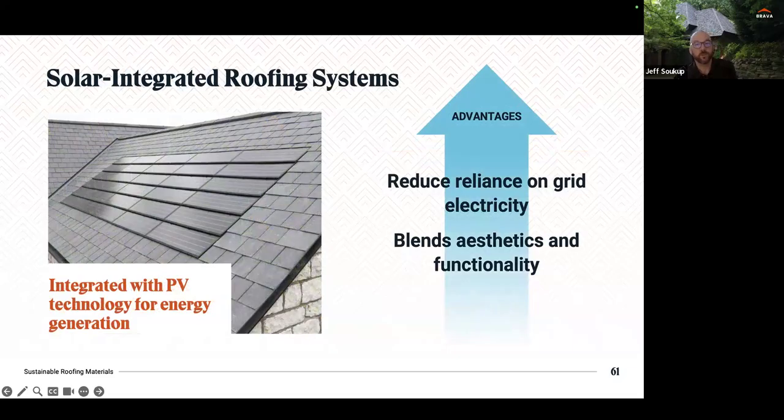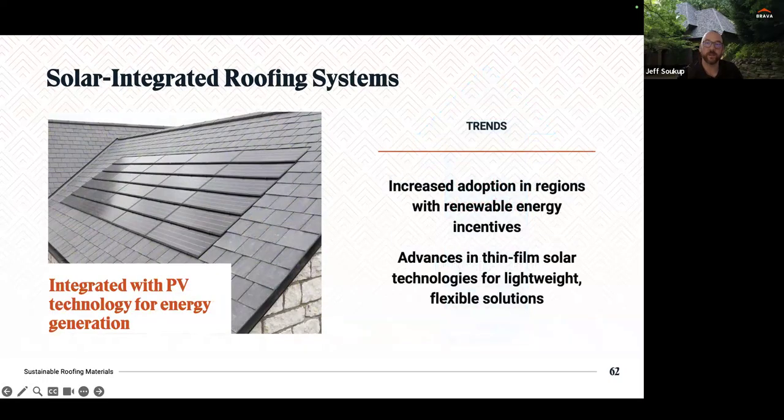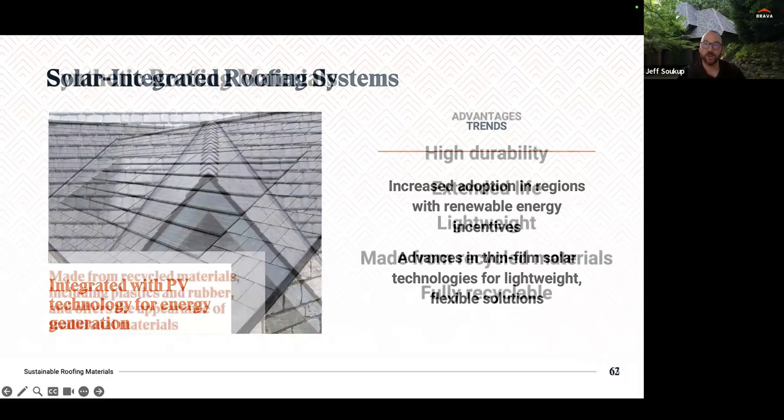Solar integration, which helps us reduce our reliance on the grid. The newer integrated roofing systems really look solid. You're kind of doing away with the old giant solar panels. Those are still here and they're not going anywhere, but integrated systems really are starting to look awesome. This is largely due to the advancement in not only the technologies, but our ability to transmit. Adoption is strongest in regions with renewable energy incentives, hopefully those stay. Unfortunately, we're losing a lot of those incentives as we go.